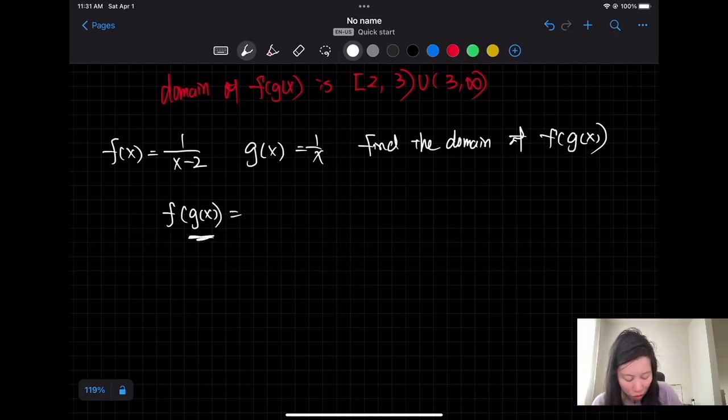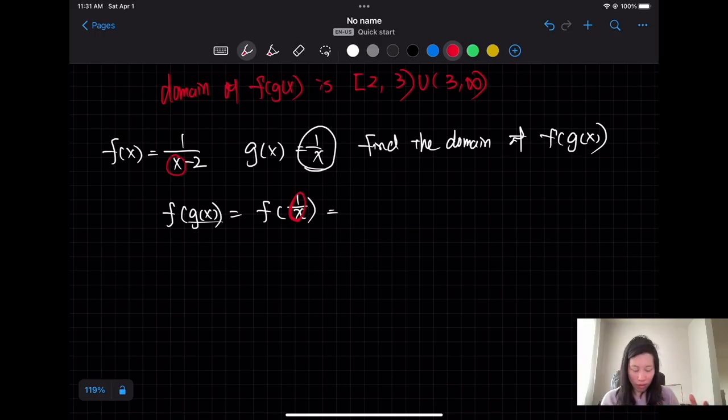So g of x equals 1 over x. That means I have f of 1 over x in here. And then I substitute every 1 over x for the x in the f of x function. Then I have 1 over, 1 over x minus 2. Okay, wow, that doesn't look nice at all. So what can we do? Well, we can simplify it and make it look nicer.